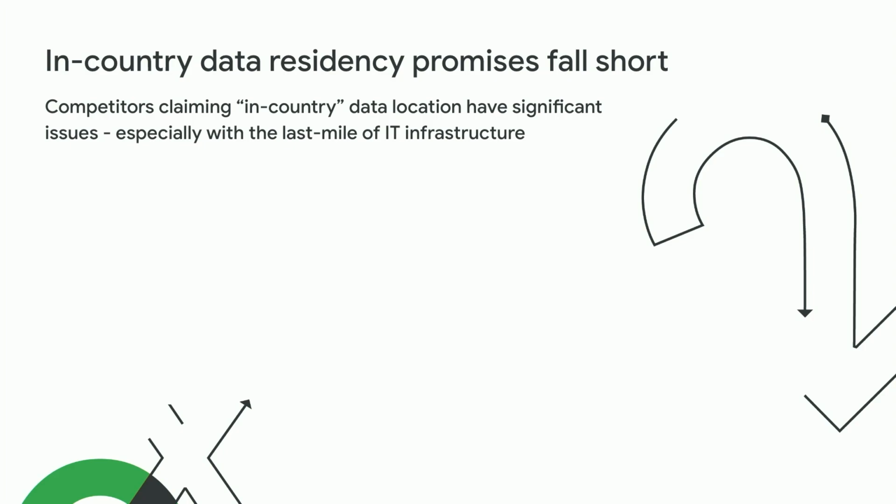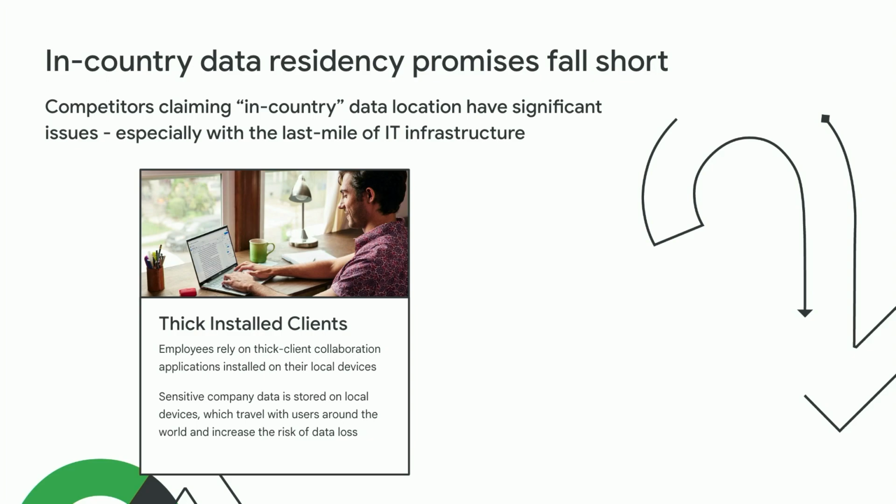One such scenario is the heavy reliance that competing SaaS solutions have on thick installed clients. With deployments that rely on thick clients to function properly, sensitive company data ends up being stored on end-user devices in a persistent manner. So when a user travels beyond their country's geographic boundaries, their data also travels with them, violating in-country data location. Additionally, this also opens them up to a security threat vector of device compromise.